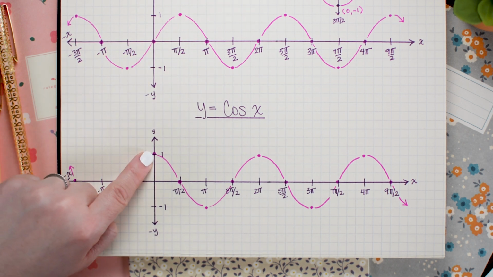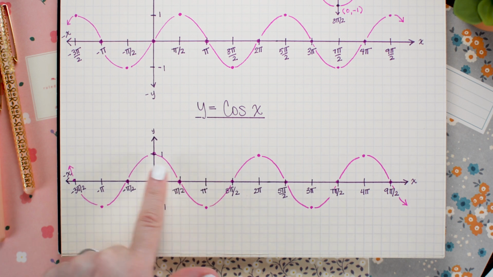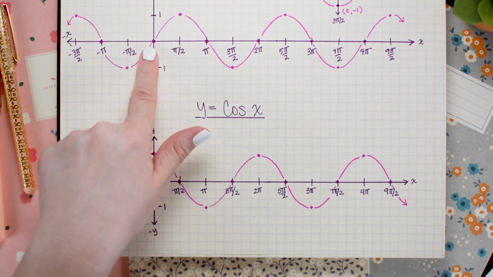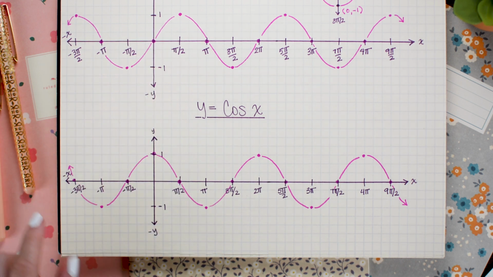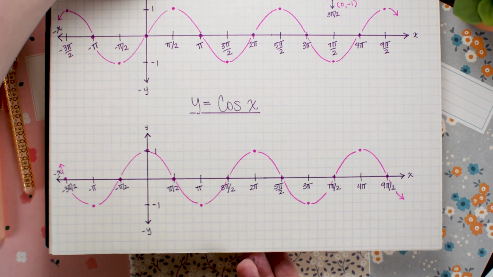Now I have one cool little trick for you, and when I learned this trick, I thought it was really clever, so I just want to share it with you. The way you can tell the sine and cosine curve apart, if you have forgotten which one starts up and which one starts at 0, is you can take and turn your paper. So I'm going to go ahead and turn this 90 degrees.